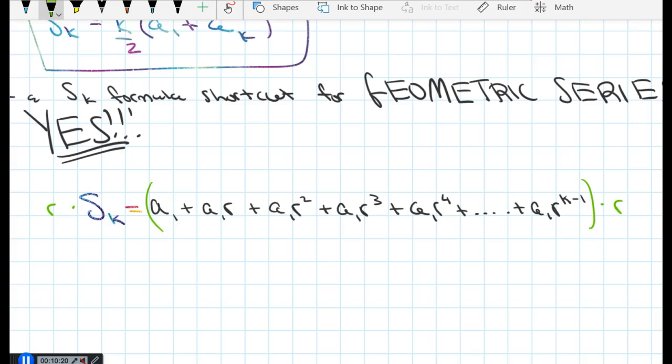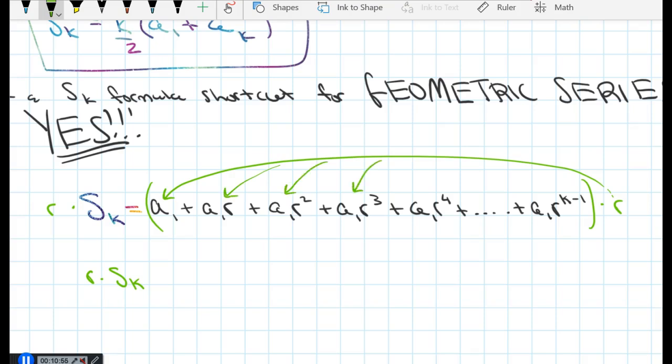Okay, multiply both sides by r. And the left-hand side becomes r times S sub k, or the k-th partial summation of the first k terms of its geometric series. Now, when I multiplied r by the right-hand side, because I have things that are being added or subtracted, I have to use the distributive property. And a has to be multiplied by all of these terms.